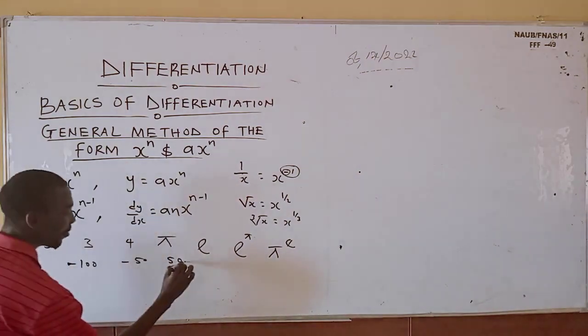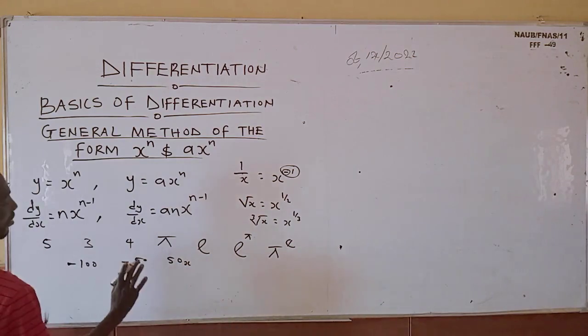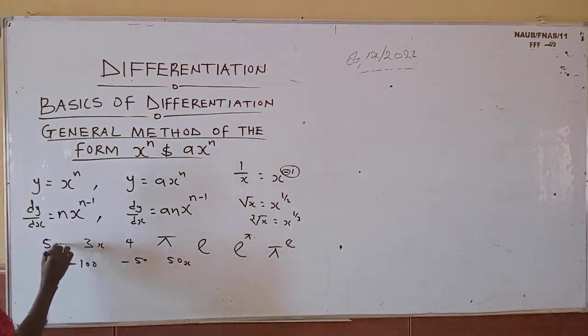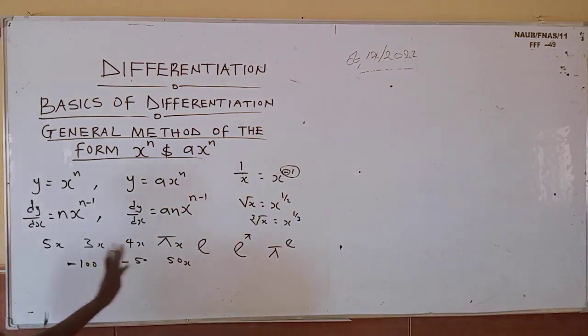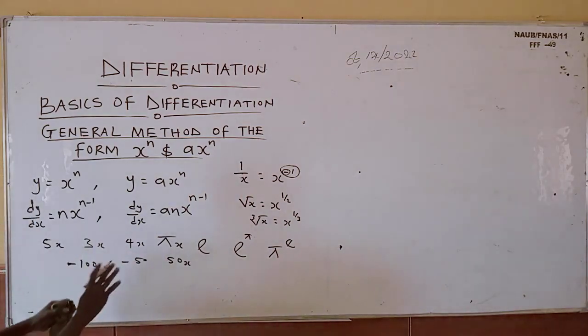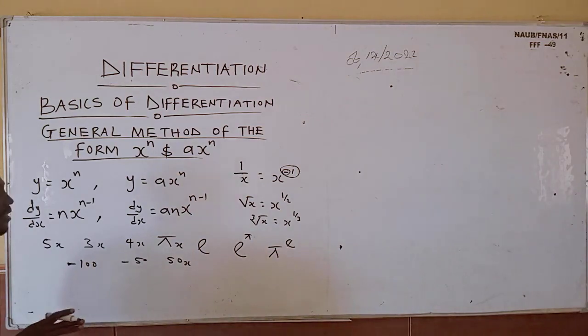But if you have s attached to them, I've shown you this, there's s here, there's s here, there's s here. The derivative will not be equal to 0 and they will not be considered as constants again. Do you understand?